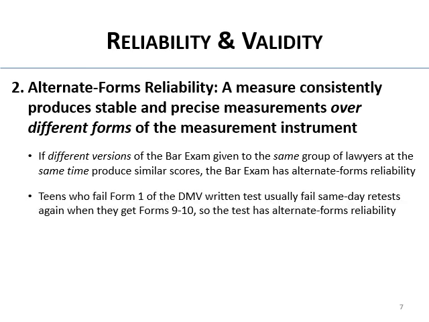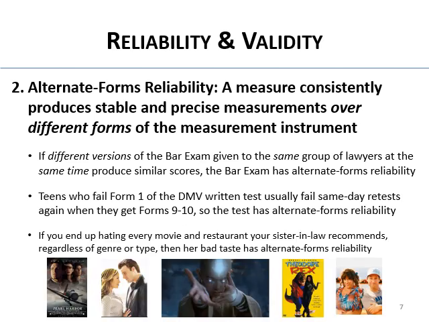So when teens fail Form 1 of the DMV's written tests, so they come in and they fail their first attempt, they usually fail same-day retests that they take after that, regardless. Whether it's Form 9 through 10, they usually fail the second time as well. This is true, by the way. So what that tells us is that whatever these tests measure at the DMV, they give consistent results across forms, right? You know, there's Form 1 through 10. Maybe you didn't know that. But anyway, there's 10 forms. So it has alternate forms reliability.